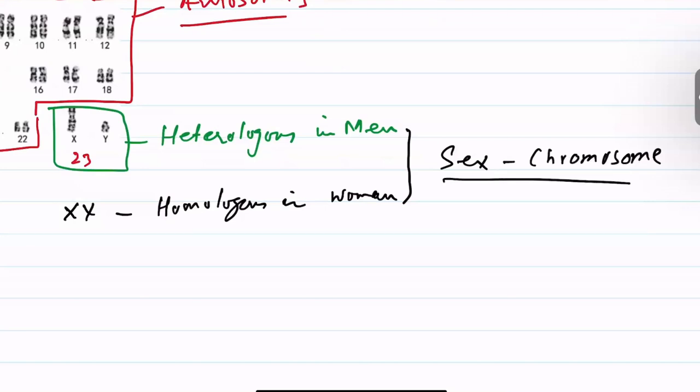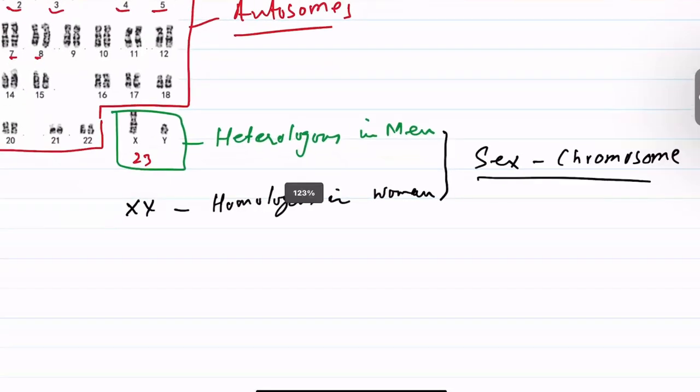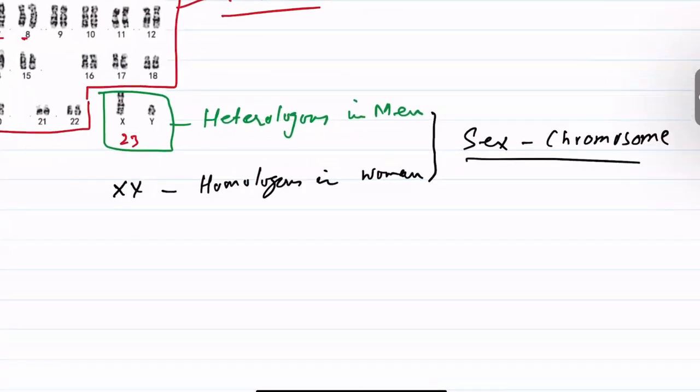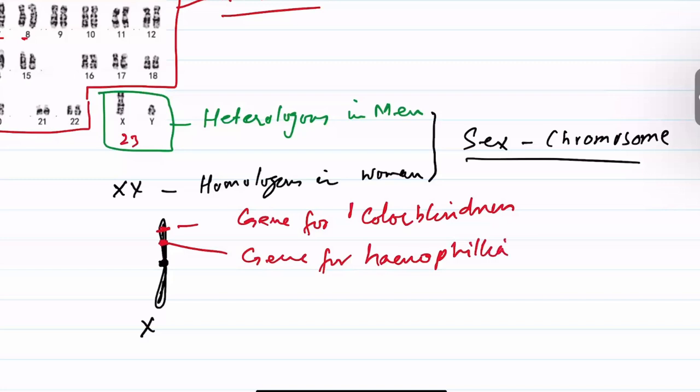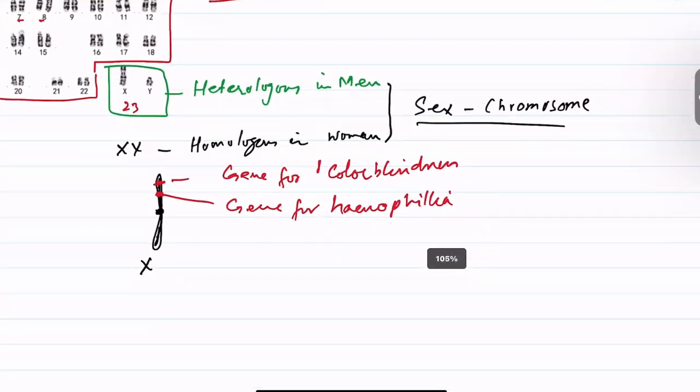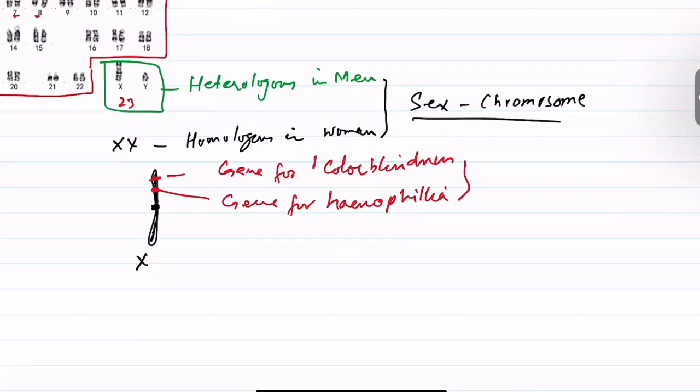Okay, so this last 23rd pair, which may or may not be homologous, is known as sex chromosomes. The inheritance of characters that have their gene on the X chromosome is known as sex-linked inheritance, as the X chromosome also has genes present on it. The gene for color blindness and the gene for hemophilia are found on the X chromosome, and inheritance of these two characters is known as sex-linked inheritance.